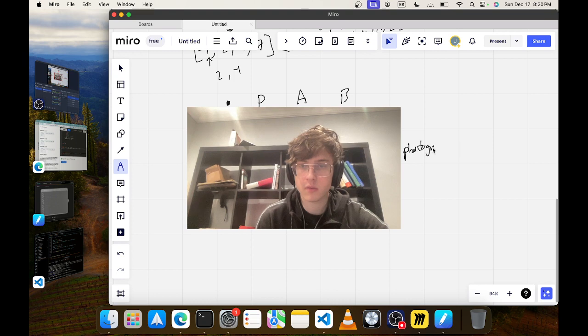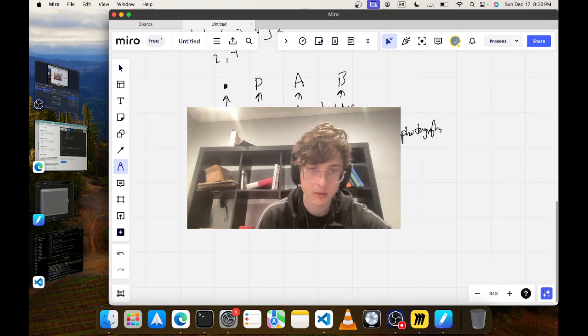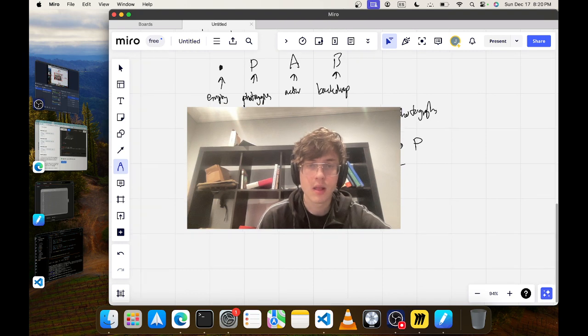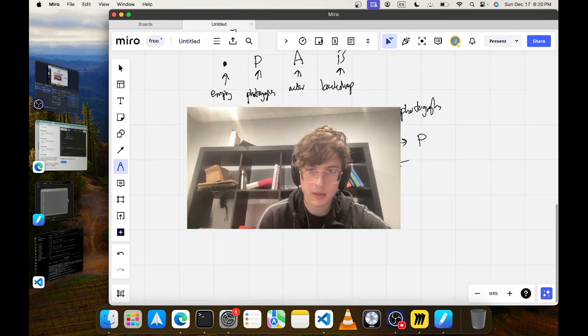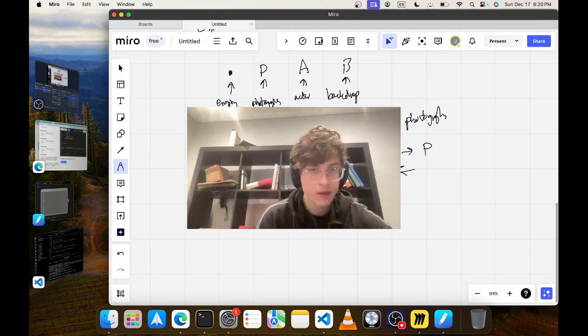So what is an artistic photograph? Number one, we have a P, and then we have an A, so a photographer taking a picture of an actor, and then there's a backdrop. Or we could have a backdrop first, so it could be in the opposite direction as well. That's okay too. The photographer is taking a picture of the actor, which is in front of a backdrop.